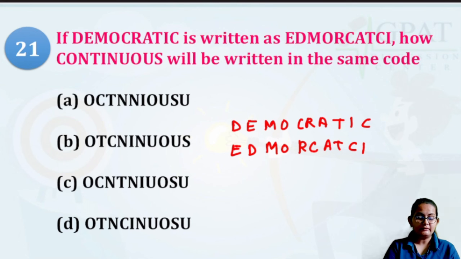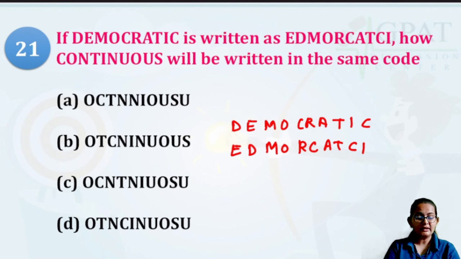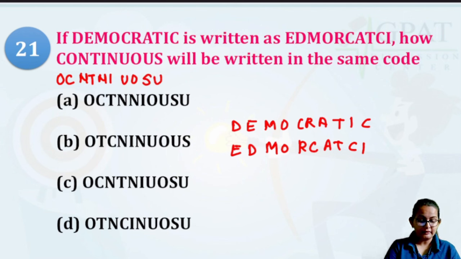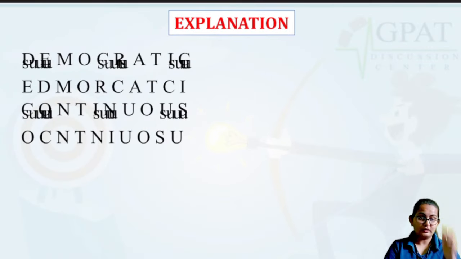Alternative reversing of the alphabet. So this has been reversed, this has been reversed, and this has been reversed, and the other remains the same. So similarly, you have to do the same thing. What you can do? Continuous is written, so it could be OC. NT will be remaining the same. It would be NI. UO will be remaining the same, and then it will be SU. So OC NT, where you can find OC, option C. OC NT NI UO SU. So option C is the correct answer. This is how you have to use your brain.